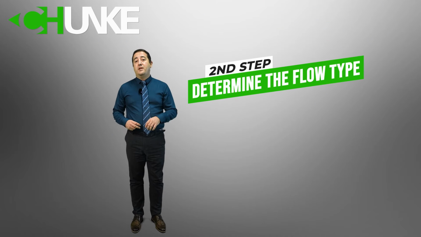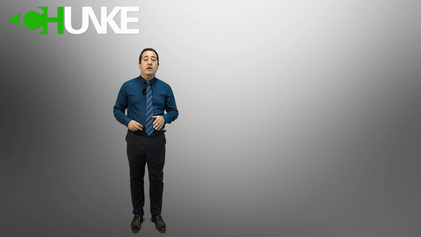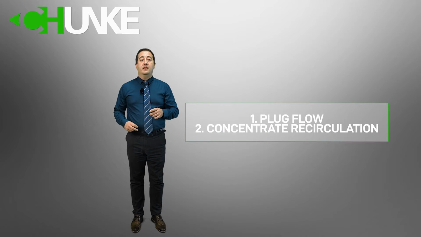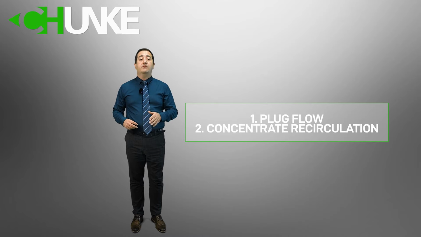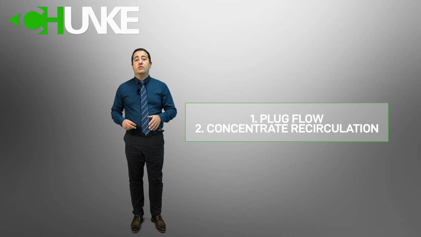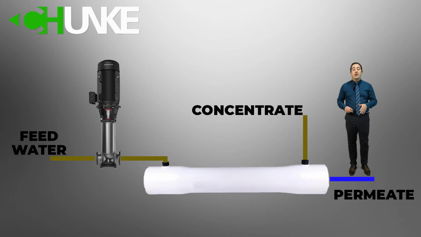Second, determine the flow type. There are two flow types, plug flow and concentrate recirculation. Normally, all of our systems are continuous plug flow. In plug flow, feed water passes once through the system. Here see your plug flow diagram. Feed water passes membrane elements and you get permeate water and concentrate water.